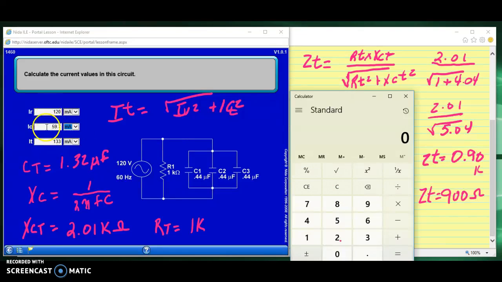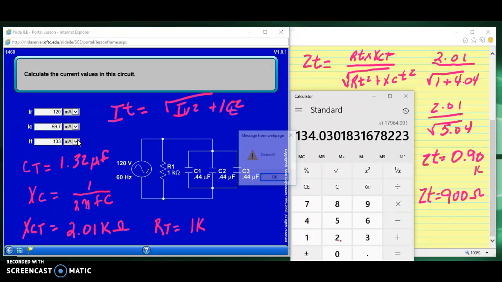So we're going to take these individual values and square both of them, add them together. So let's clear memory. I like using my little memory. Let's do 120 squared, and we'll store that in memory. And we'll take 59.7 and square it, plus what's in memory equals, and then we'll get the square root of that. 134. So we got 133 one way, 134 the other. Pretty darn close. Let's see if we're right. There we go. Perfect. So we got that one done.